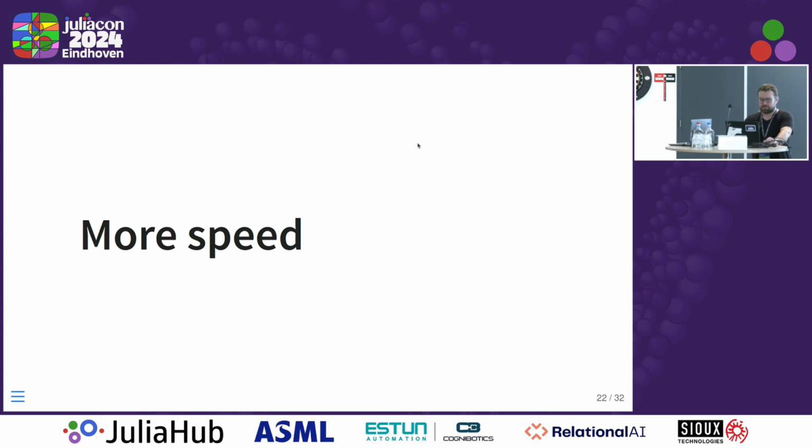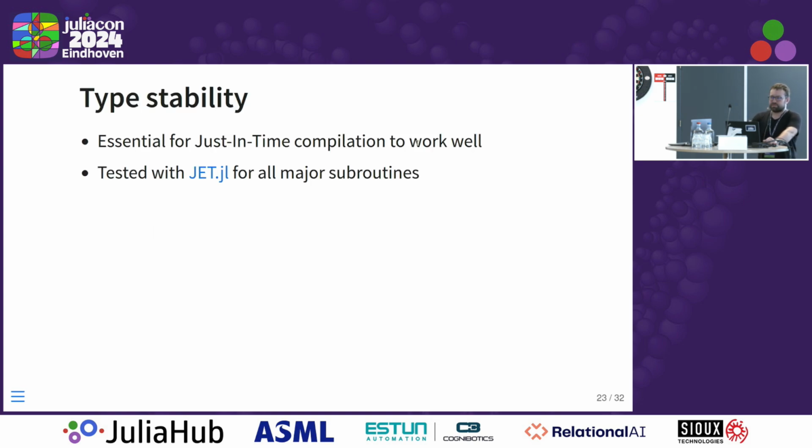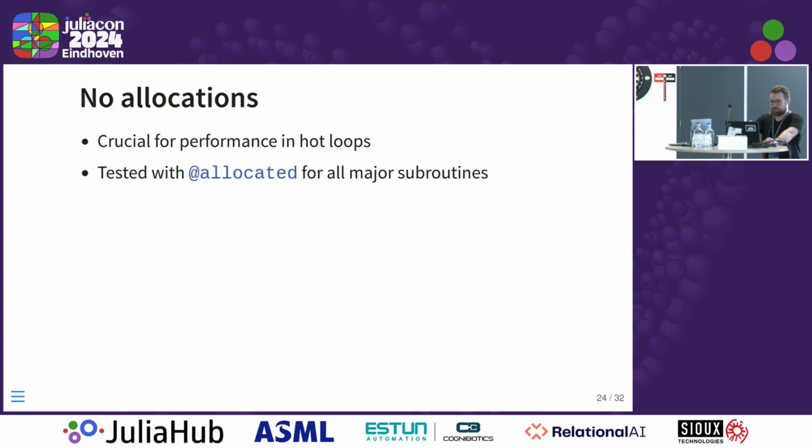Now, of course, what we all want is more speed. So I added some type stability checks that are tested with JET for all the major subroutines. And this is essential because when you want custom types, you also want to generate efficient lower level code for them. I made sure that none of the central subroutines allocated any memory at all. So everything happens in place if you want it to.